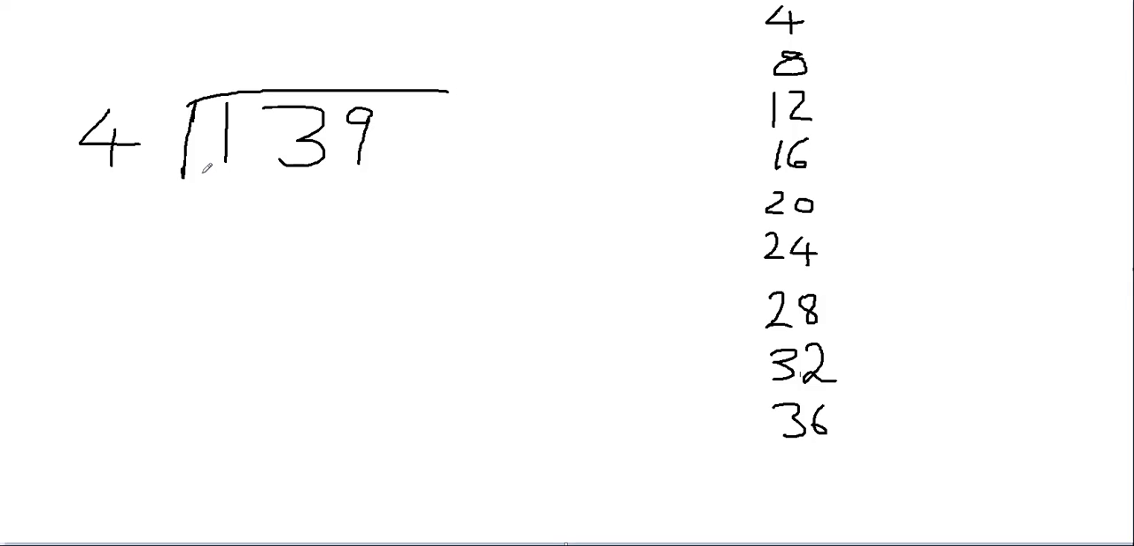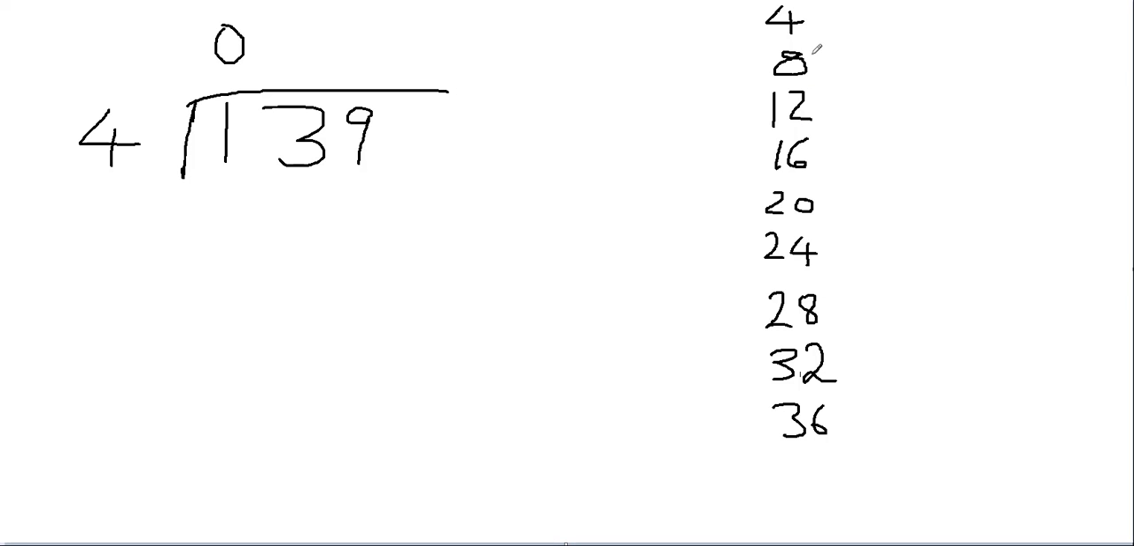So, first off, can we divide 1 by 4? No, we can't. It's too small. Put a 0 up above. Now we have 13. 13 is big enough. We can definitely divide it into sets of 4. We can look at our multiples down the side and we can see 12 is the nearest that we can get without going over 13.